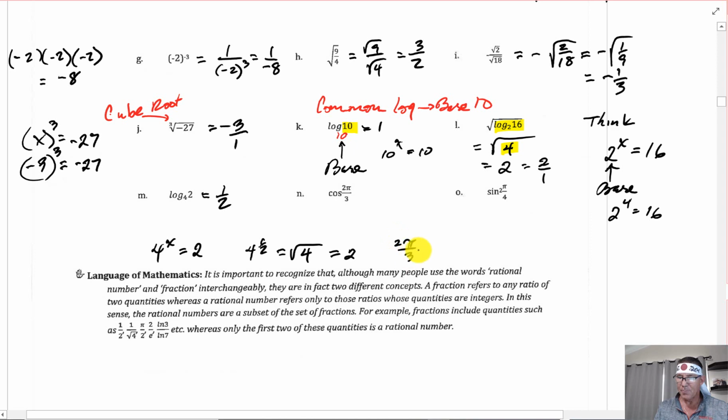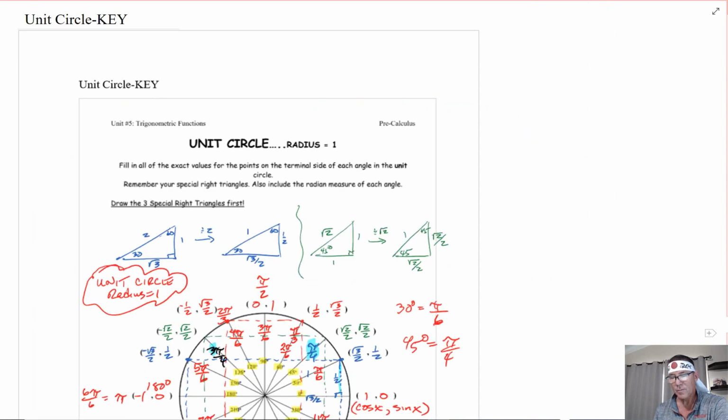2/3 pi. Pi is 180 degrees. So when I look at this, I think 2 times 180 divided by 3. 180 divided by 3 is 60, times 2 is 120 degrees. That's how, when I see pi, I think 180. So this is equivalent to the cosine of 120 degrees. The question is, what is that? So you go to the unit circle here.